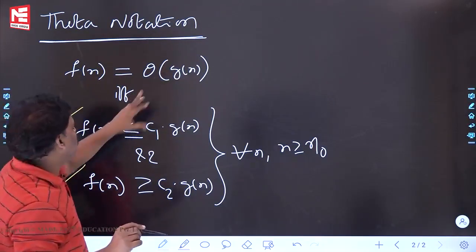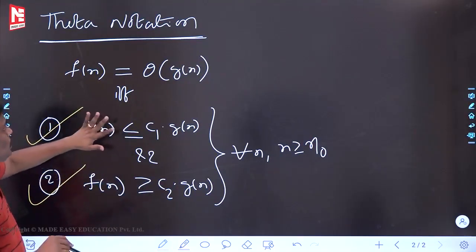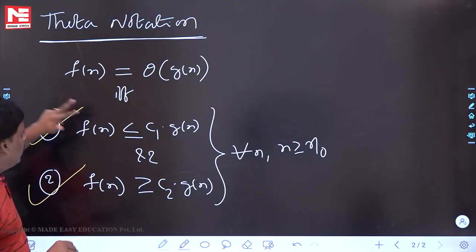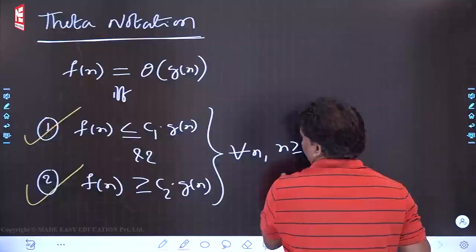If I want to say it like this, big O should be satisfied between them. Omega also should be satisfied. Then only I can say theta is possible. To get clear clarity, let's take one example.